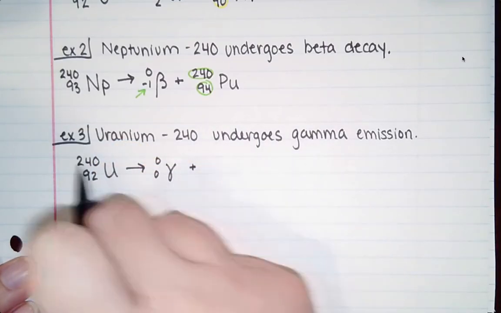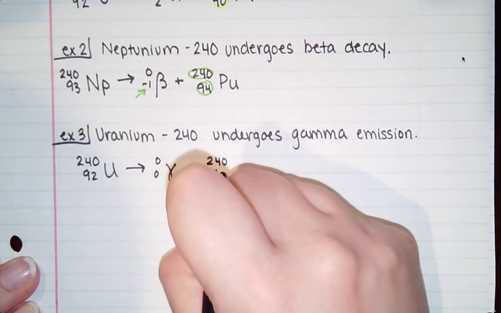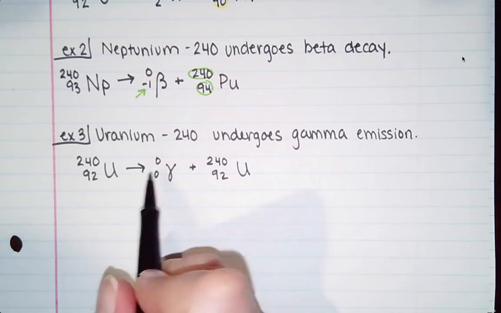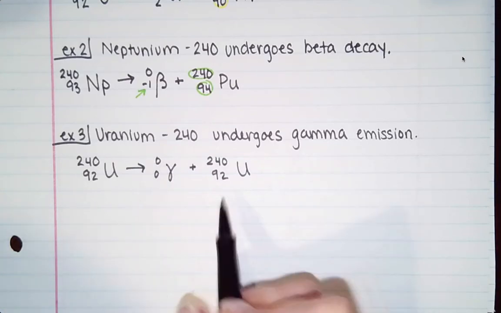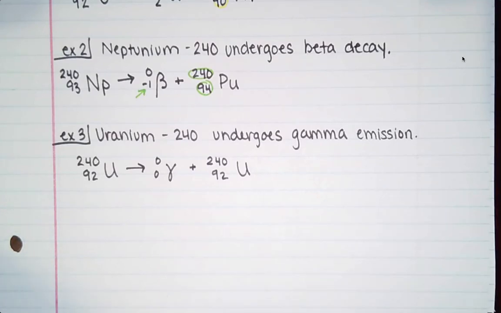What plus 0 is 240? 240. What plus 0 is 92? 92. It's exactly the same, so those are always kind of like freebies if you get to a quiz, test, or assignment and you see gamma, because that 0, 0 does not change. It's just emitting pure energy.